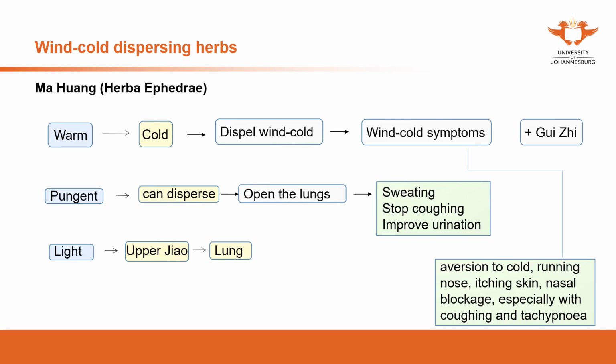Especially when a patient suffers from edema accompanied by coughing and tachypnea, even with a runny nose and aversion to cold, Mahuang is most suitable to be used in this situation. Mahuang is not suitable to be used in a patient with spontaneous sweating that is due to deficiency. Also, for tachypnea or coughing due to lung qi deficiency or kidney qi deficiency, Mahuang is also not suitable to be used.